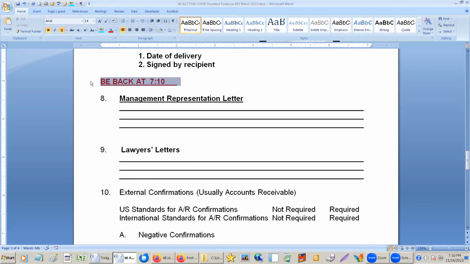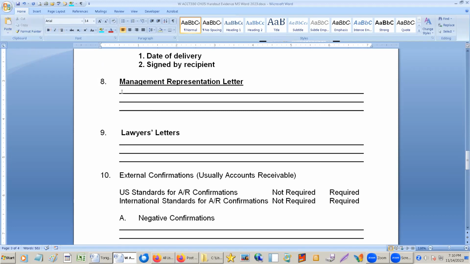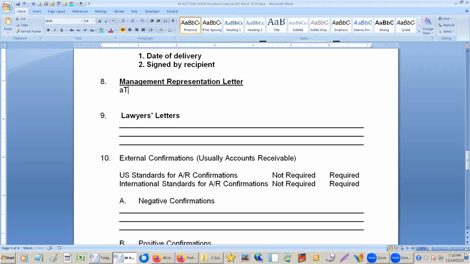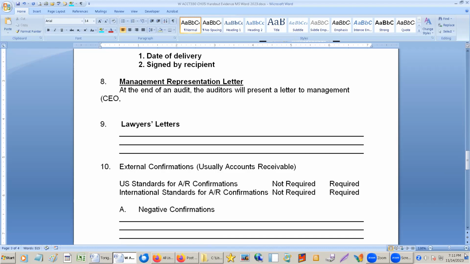Okay, let's go ahead and get started on this. A management letter. At the end of an audit, the auditors will present a letter to management. And the two people that need to sign it are usually the CEO and the CFO, the Chief Financial Officer. So the CEO and the CFO will sign.